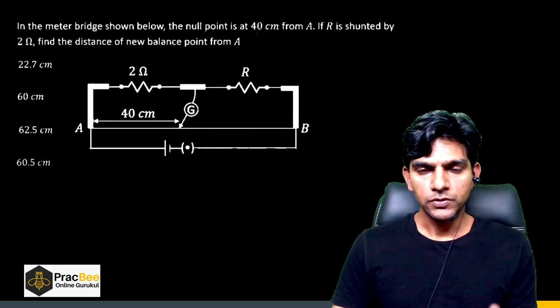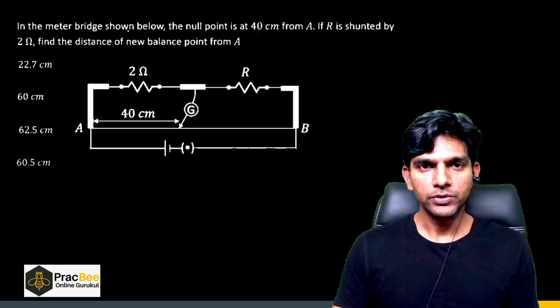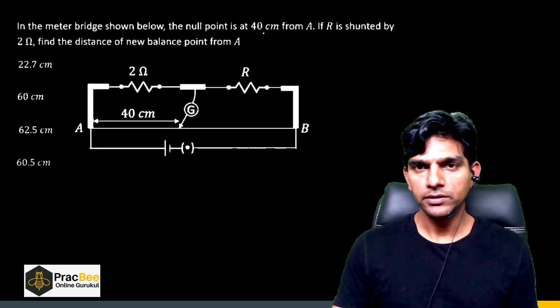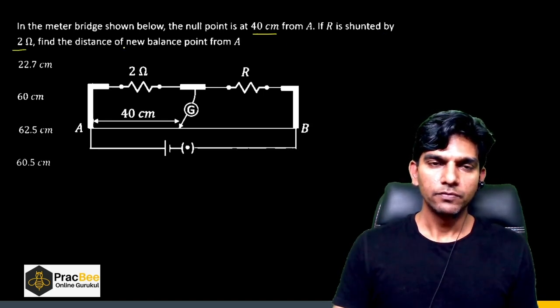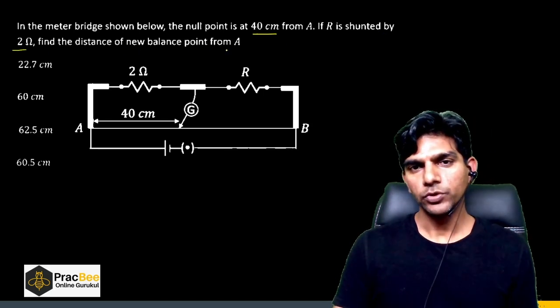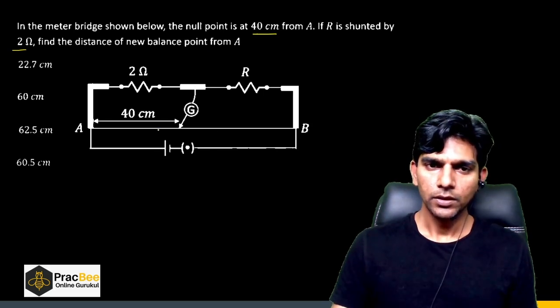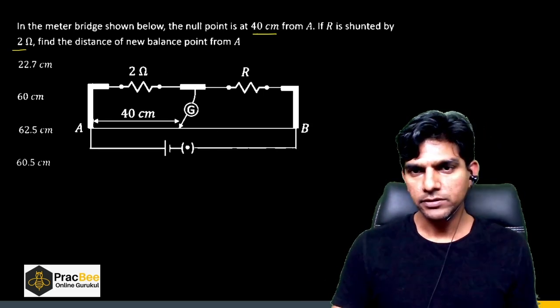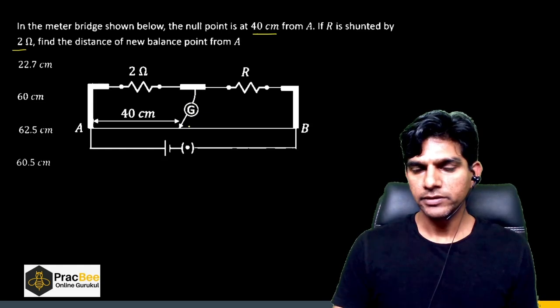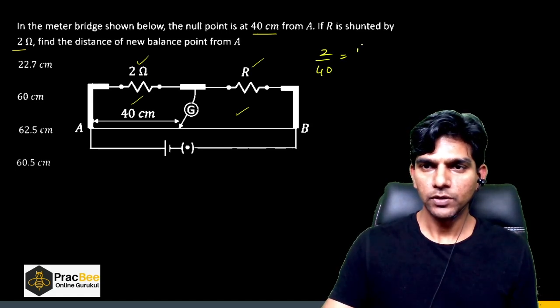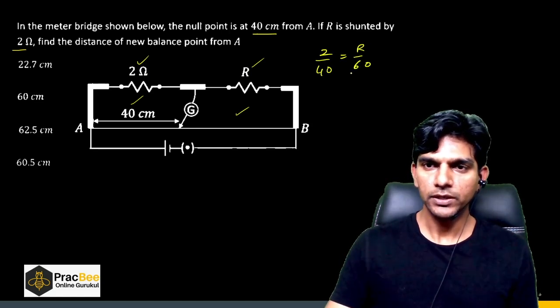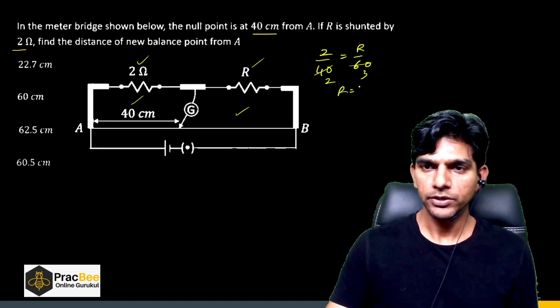So next question is from a meter bridge. In the meter bridge shown below, the null point is at 40 centimeter from A. If R is shunted by 2 ohms, find the distance of the new balanced point from A. So at present it is a balanced Wheatstone bridge. So this 2 by 40 will be R by 60. So 2 by 40 is equal to R by 60. So what is the value of R? So this is 2 and this is 3. So R is 3 ohms.